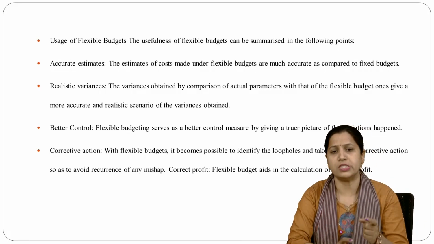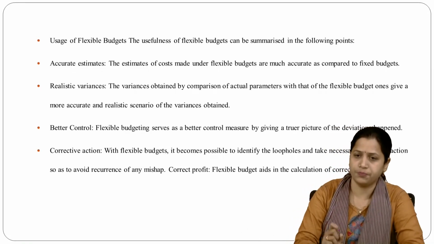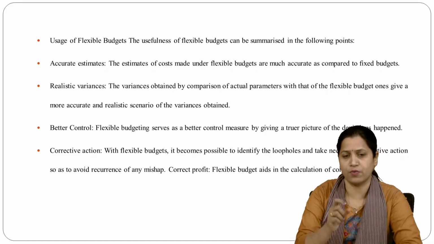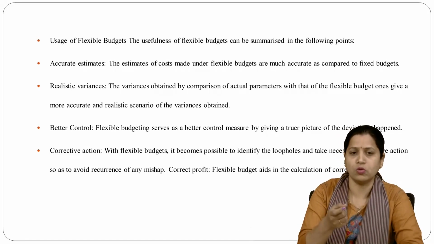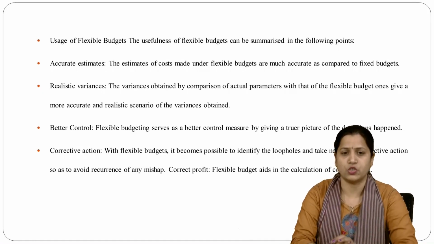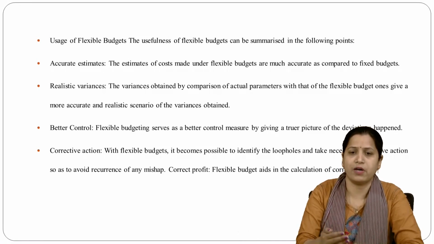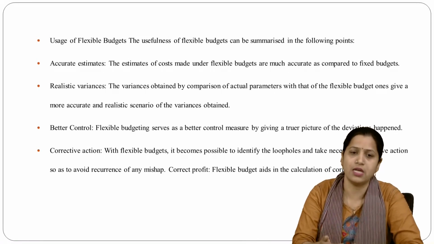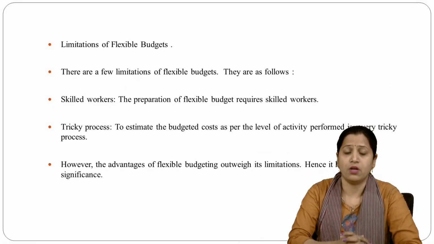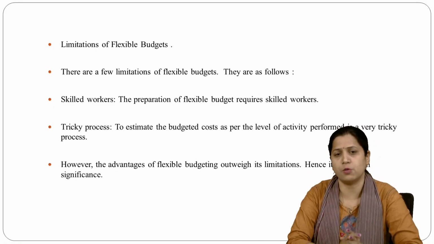Flexible budget serves as a better control measure by giving a true picture of the deviations that happen. So wherever there are some loopholes, the flexible budget will help in that. And the last one is corrective actions. Means with the help of flexible budget, it is possible to identify the loopholes, and we can take the necessary corrective steps. In the same way, there are advantages, but some limitations of the flexible budget are there.